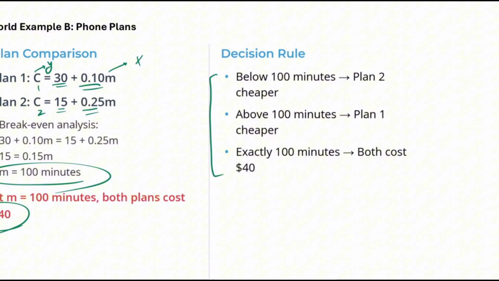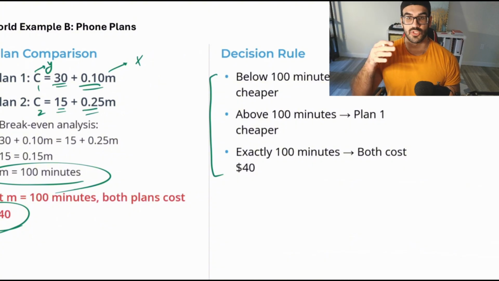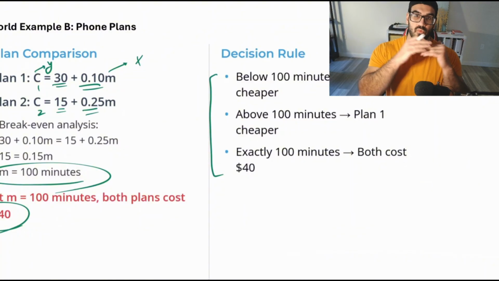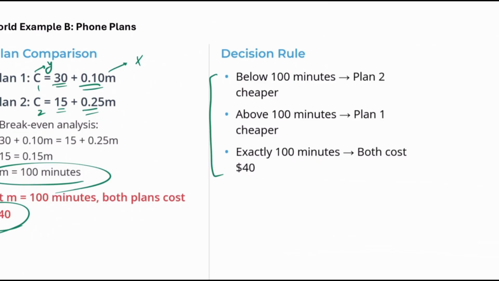How can I understand it? Either you can use the table, as I told you from the previous section, you can just give it some x values or some m values at this condition and find some y's, and you can see that at one point the numbers for C1 are going to be bigger than or smaller than C2 itself. So at this point we know that below 100 minutes plan 2 is cheaper, above 100 minutes plan 1 is cheaper, and exactly at 100 minutes both of them are going to be $40.